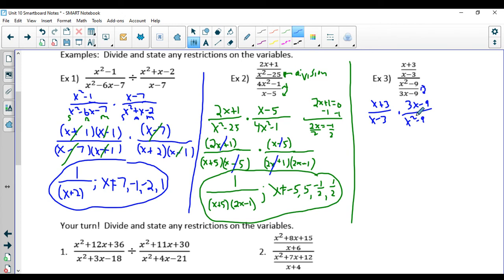Again, I can't cancel anything right now. What I do have to do is try to factor. So x plus 3 can't factor. I'm just going to put that in parentheses. X minus 3 can't factor. I'm just putting it in parentheses.